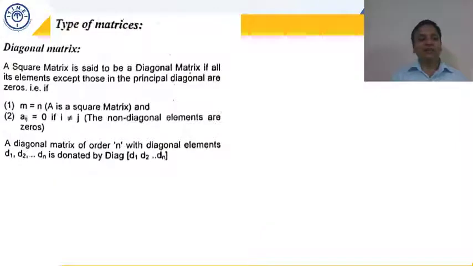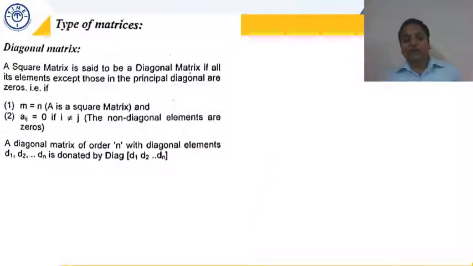So the non-diagonal elements are zeros. We say it's a diagonal matrix. Precisely, the elements which are 0 are the ones which are not on the diagonal. Aij is equal to 0 if i is not equal to j. The non-diagonal elements are zeros.